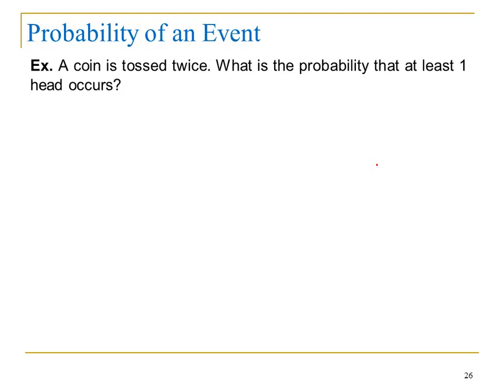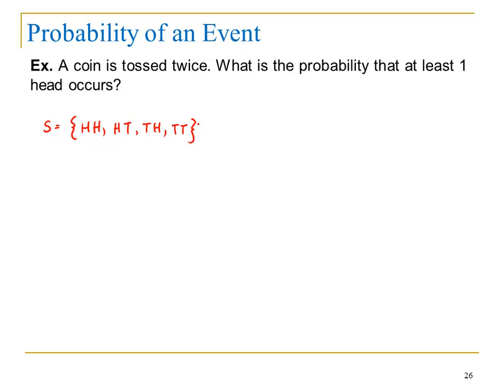Correct, it's 4. And the sample space is just these 4 outcomes in which both of the coins are heads; the first one is head and the second one is tail; the first one is tail and the second one is head; and 2 tails. Those are the only combinations that you can have. That is your sample space. Okay? The question is, what is the probability that at least one head occurs?